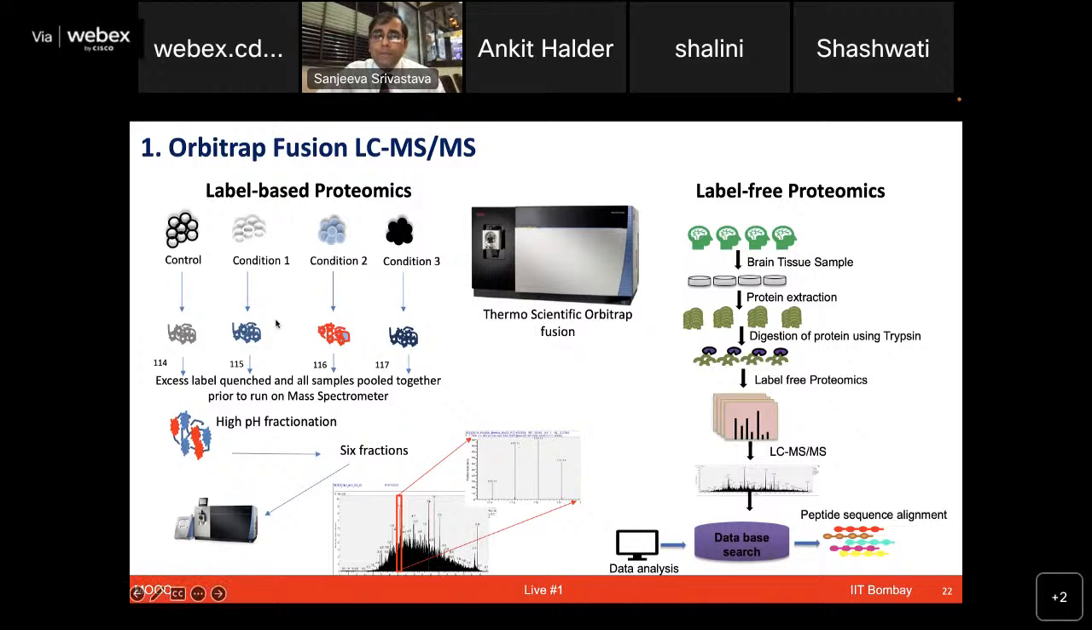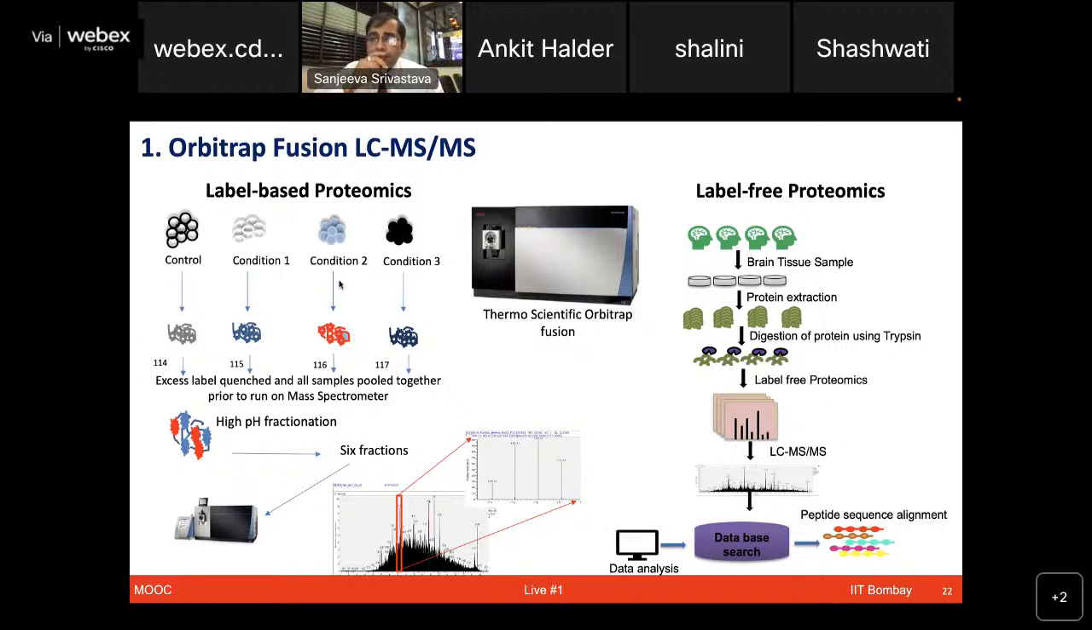Whereas in the label-based approach, you have like healthy individuals and disease individuals, or control versus the disease conditions or treatment. You want to label them with some sort of tags. And in the course, we will talk to you about different types of tagging strategies like isotope coded affinity tag, ICAT, or iTRAQ, isobaric tagging for relative and absolute quantification. The one technique which is still currently very relevant is TMT, tandem mass tags.